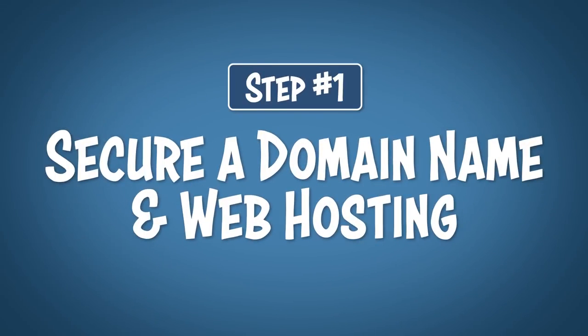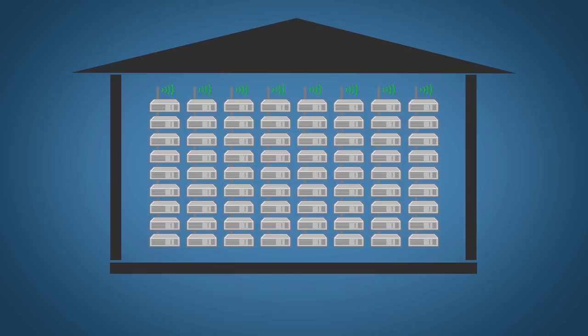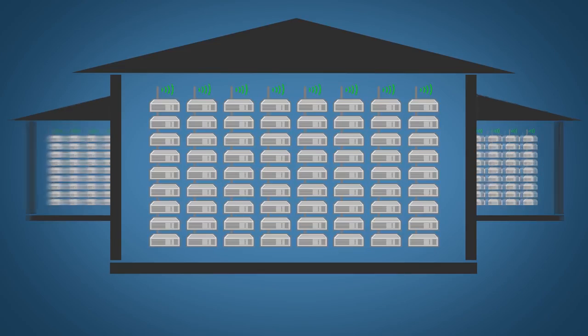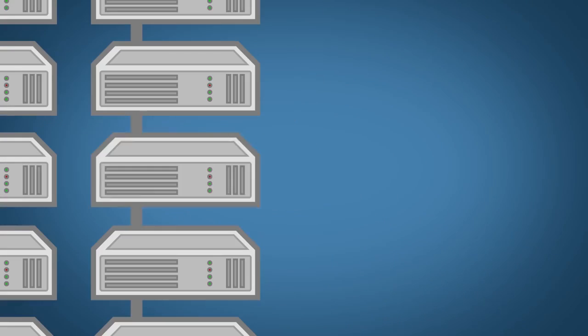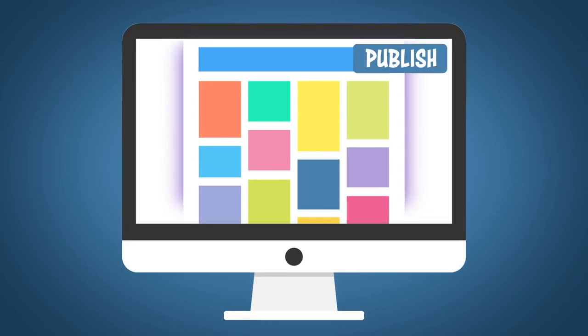Alright, so step number one is to secure a domain name and hosting plan. A domain name is just the name of your website, .com, and a hosting plan is covered by a hosting company. So they have these buildings full of all of these servers, and these servers allow you to rent space on the internet, fill it with all of your pictures and videos and text and so on, and then go live. Hosting is necessary for having a website.